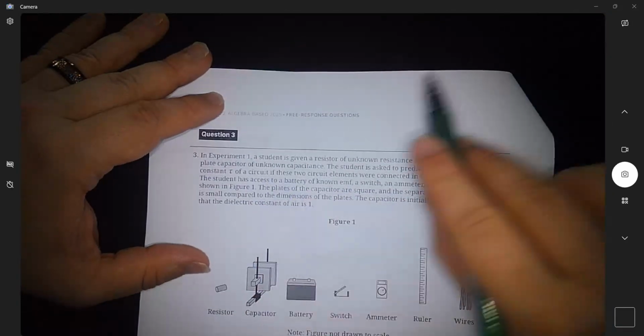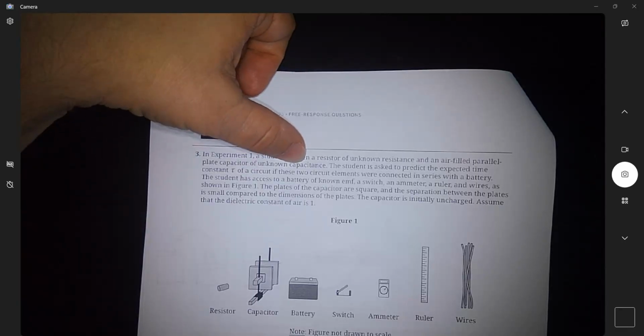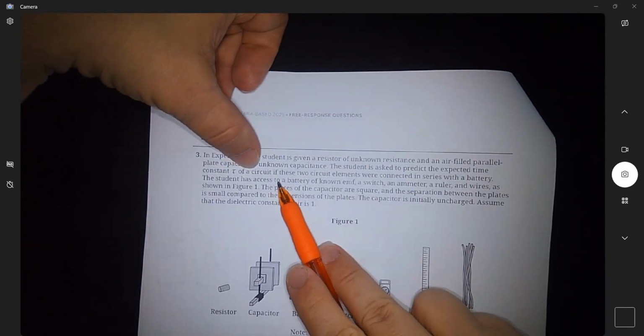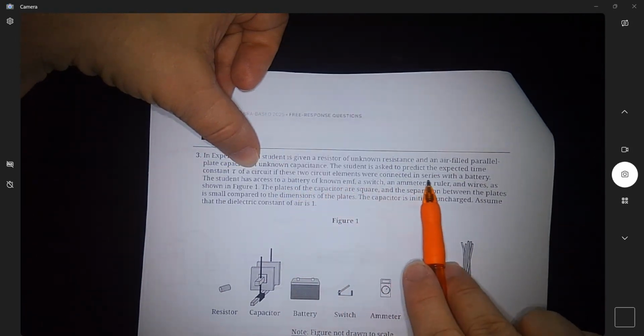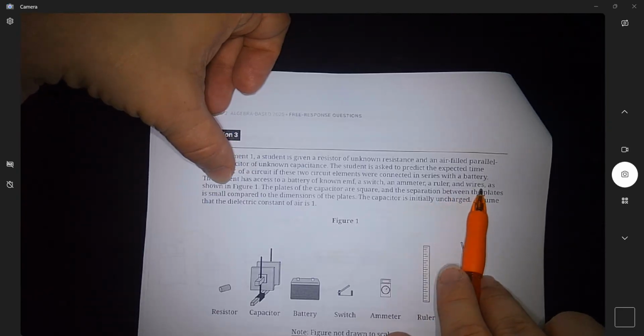Okay, what do we got going on here? In experiment one, a student is given a resistor of unknown resistance and an air-filled parallel plate capacitor of unknown capacitance. Great, we don't know anything. The student is asked to predict the expected time constant of a circuit if these two circuit elements were connected in series with the battery. They have a battery of known EMF, switch, ammeter, ruler, and wires as shown in the figure.